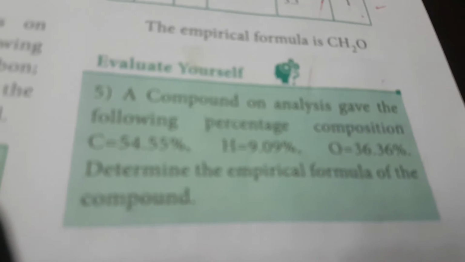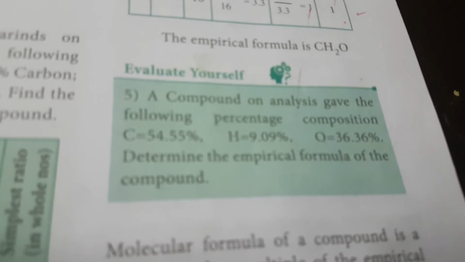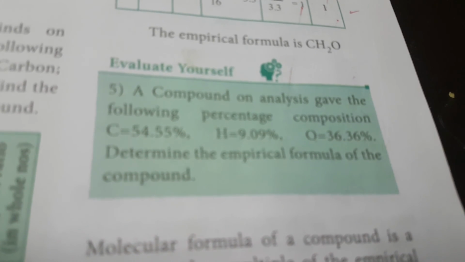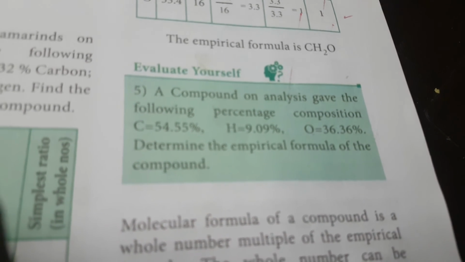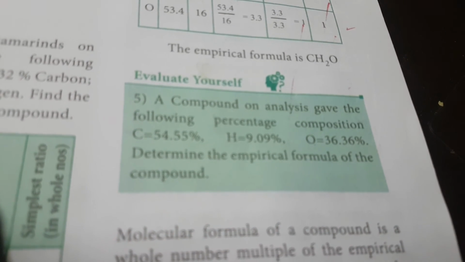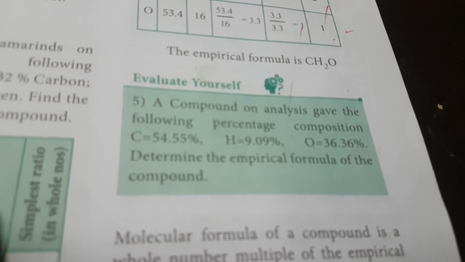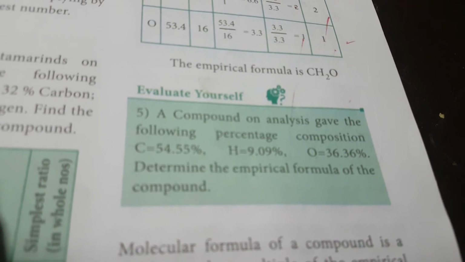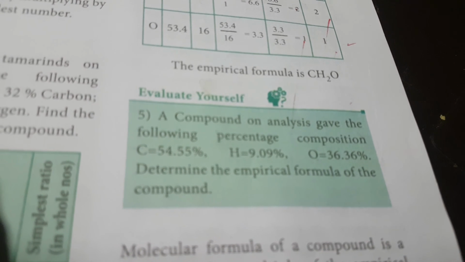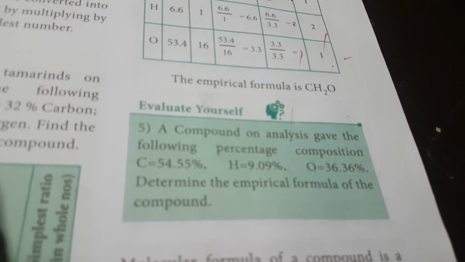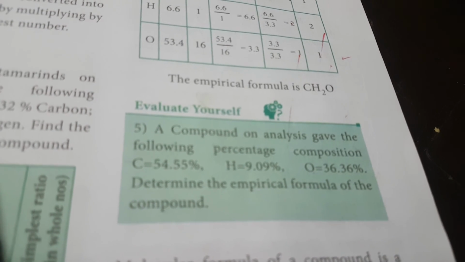Next one is an assignment for you. This is one sum. A compound on analysis gave the following percentages: carbon 54.55%, hydrogen 9.09%, oxygen 36.6%. Determine the empirical formula. Tomorrow, after watching the video, complete that problem, show your notes to me and send a reply.